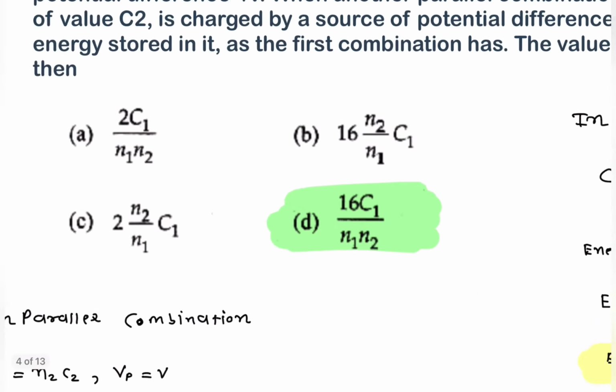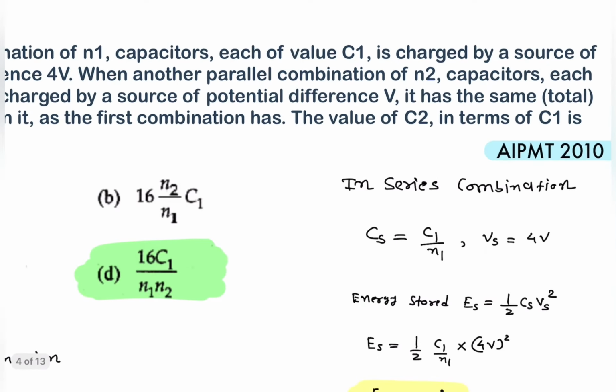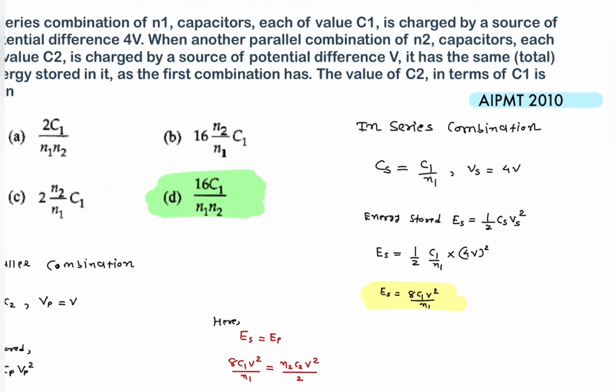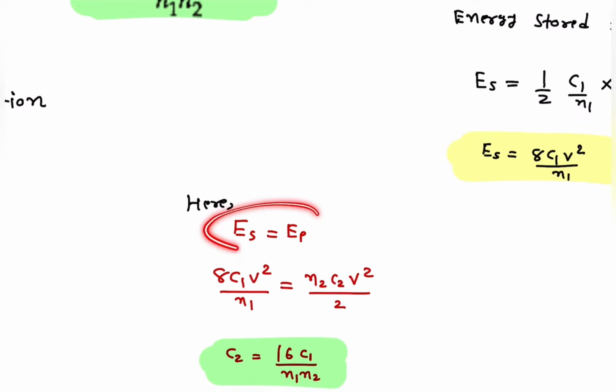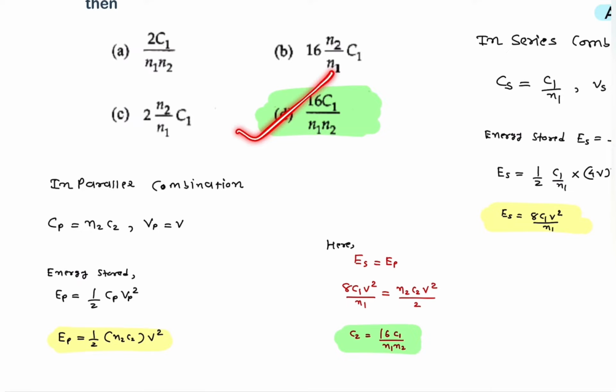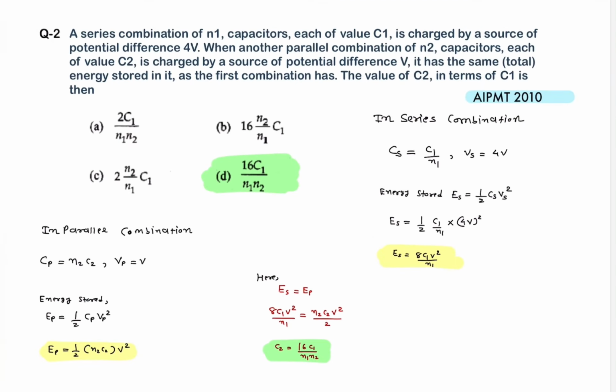Now it is given that the energy stored in the series combination as well as the energy stored in the parallel combination have the same value. So what is the value of C2 in terms of C1? Equating these two equations, ES is equal to EP, that is 8 times C1 V square upon N1 from equation number 1, and N2 times C2 V square upon 2. After simplifying this, the value of C2 comes out to be 16 times C1 upon N1 into N2. That D is the correct option for question number 2.